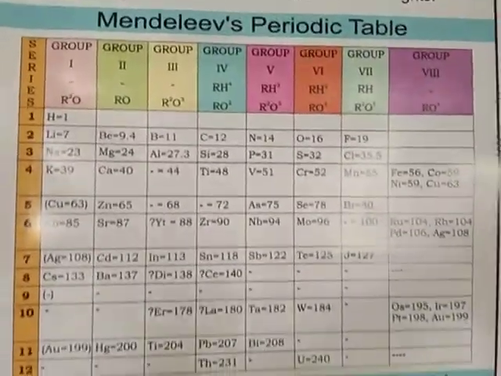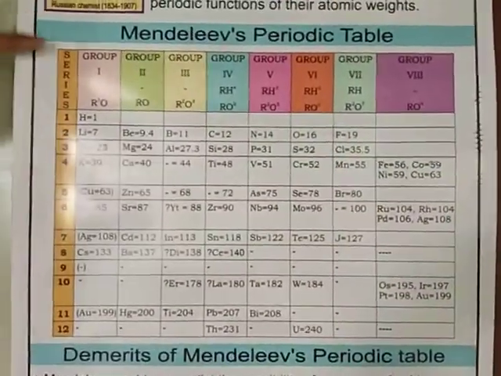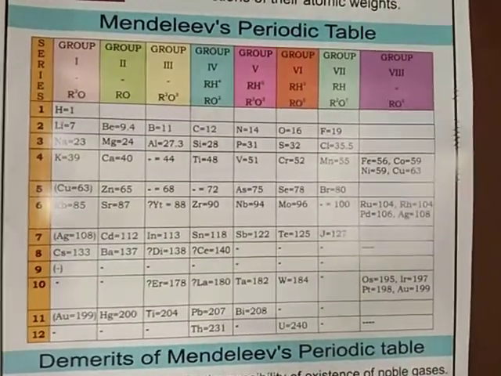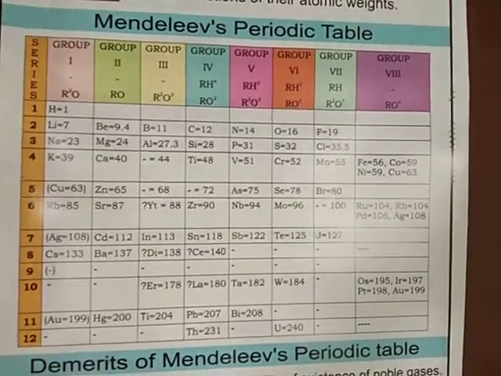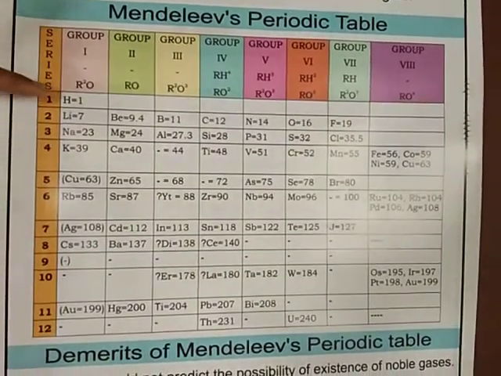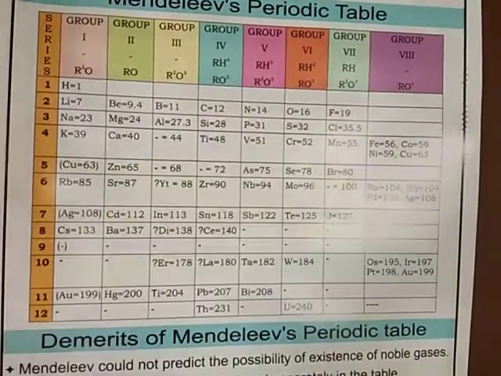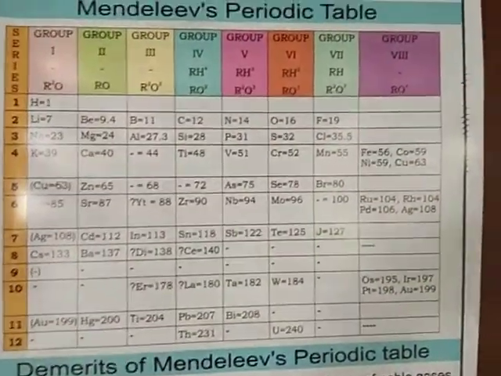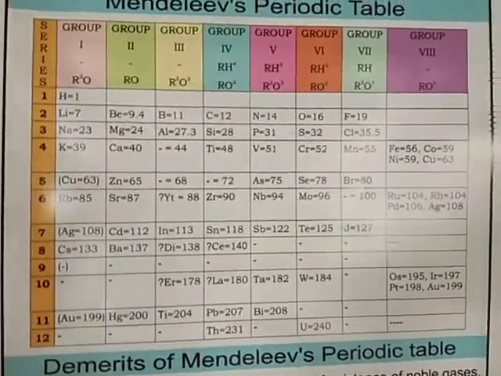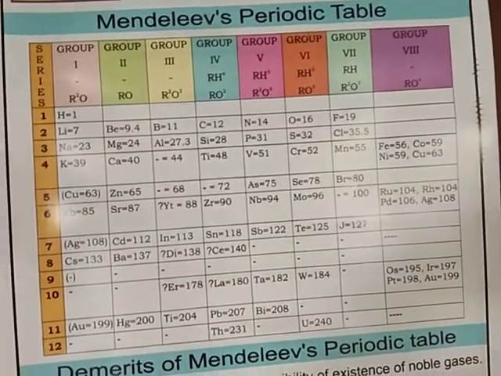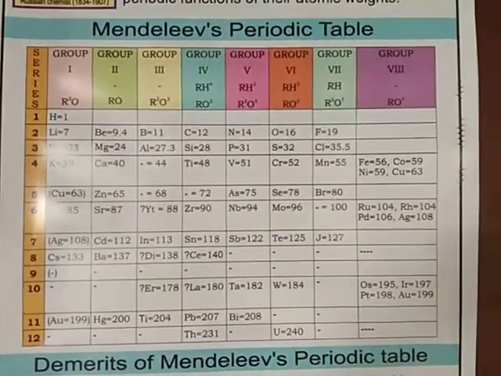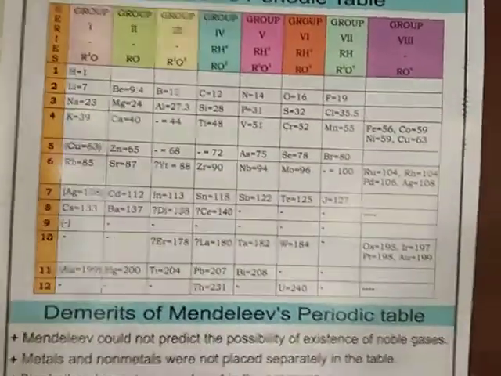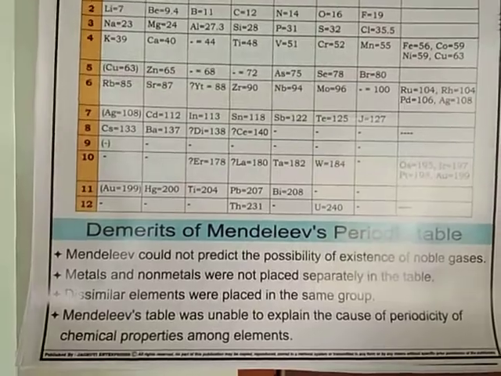Mendeleev's periodic table. Okay. Series: group 1, group 2, group 3, group 4, group 5, group 6, group 7, group 8. And write down here from hydrogen onward. He put some empty space in this periodic table, and he arranged the elements that were identified or discovered at that time. Therefore, some merits and demerits of Mendeleev's periodic table.